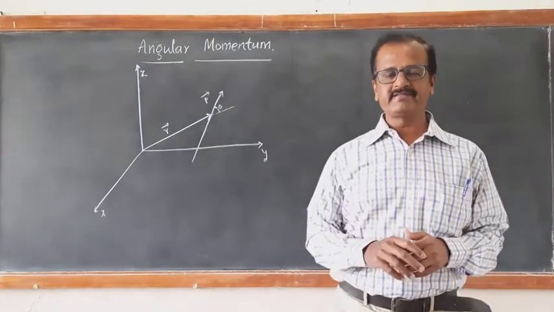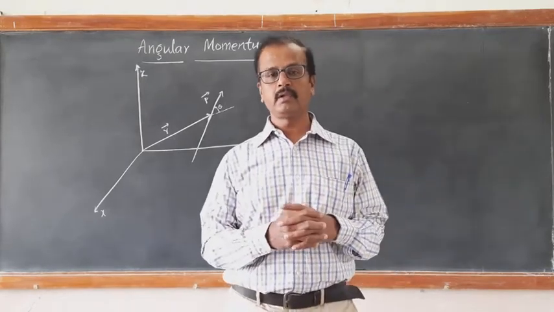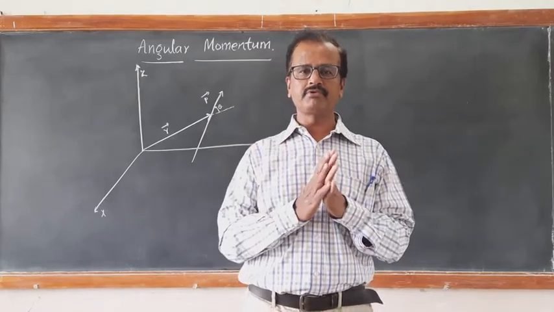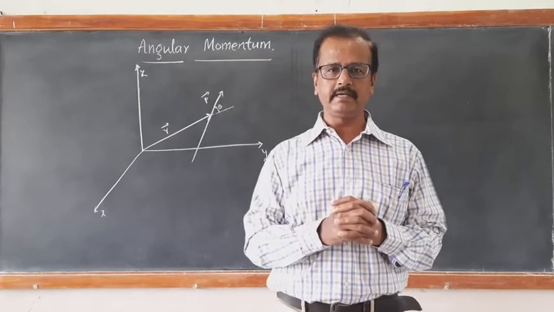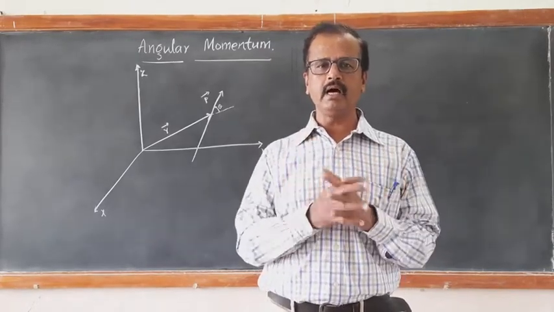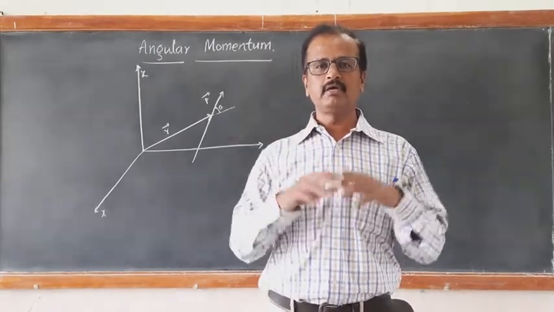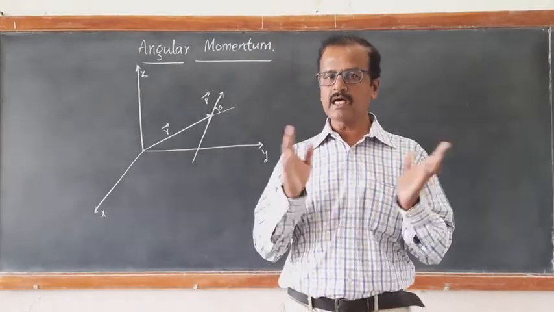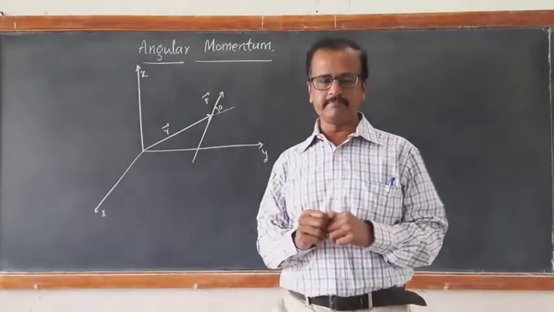Good morning, dear cadets. In the previous session we learned about torque. The turning effect of force is called torque, and we calculated the torque acting on a single particle. When a force F acts on a particle at position vector r, the torque vector is r cross F, the cross product of position vector and force vector, that is rF sin theta. In the same manner, let us learn angular momentum today.